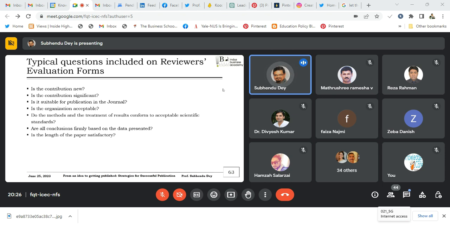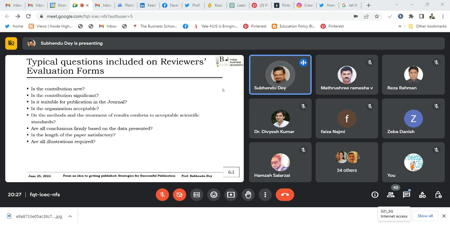Is the length of the paper satisfactory? Please read the author's guidelines. As it says, you will know what is the length of the paper that the journal permits. So you have to keep to that, based on what the journal gives you.